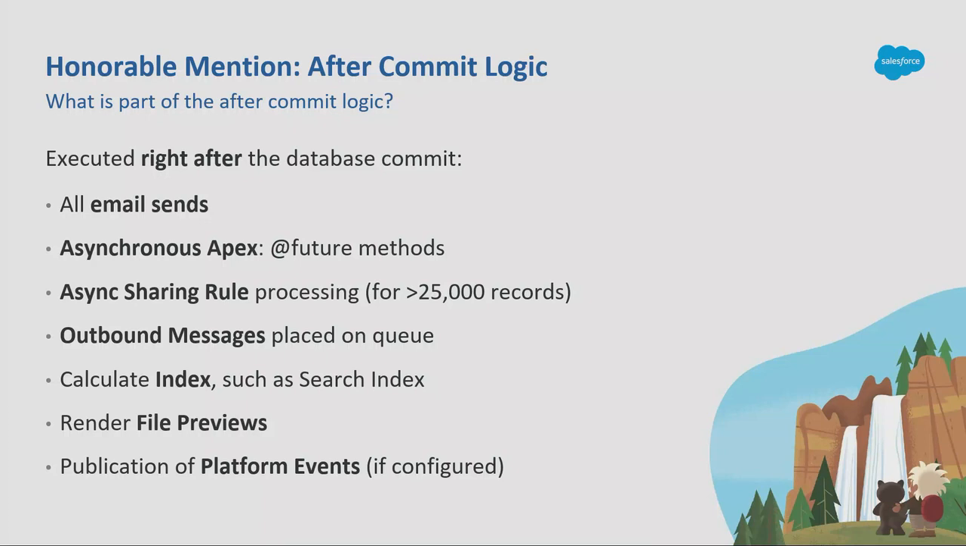So emails are sent later. Of course, asynchronous Apex is asynchronous, so it runs later. Outbound messages, for the people who still do it on workflow, are sent later. And indexes, such as the search index, are calculated later. Also file previews in Chatter are done later. And one thing that is important to know: platform events. If you fire a platform event during the order of execution, and you run into a problem later, there's a rollback, and the platform event is gone.